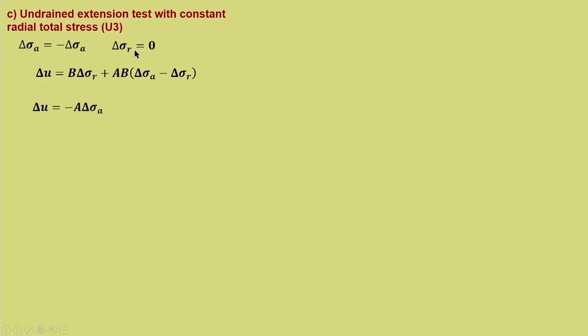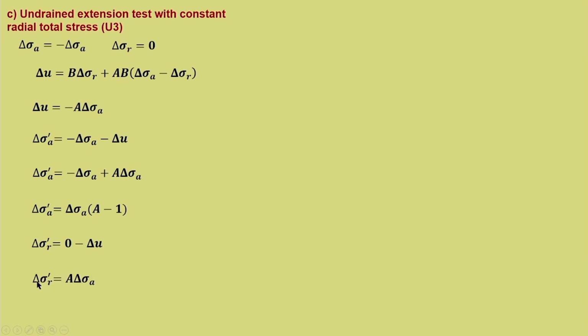So, substituting delta sigma r equal to 0, we have delta u is equal to minus a delta sigma A. Now, we can find out delta sigma A dash. Substituting for delta u, we get delta sigma A dash is equal to delta sigma A into a minus 1, and delta sigma r dash is equal to 0 minus delta u, that gives delta sigma r dash is equal to a into delta sigma A.